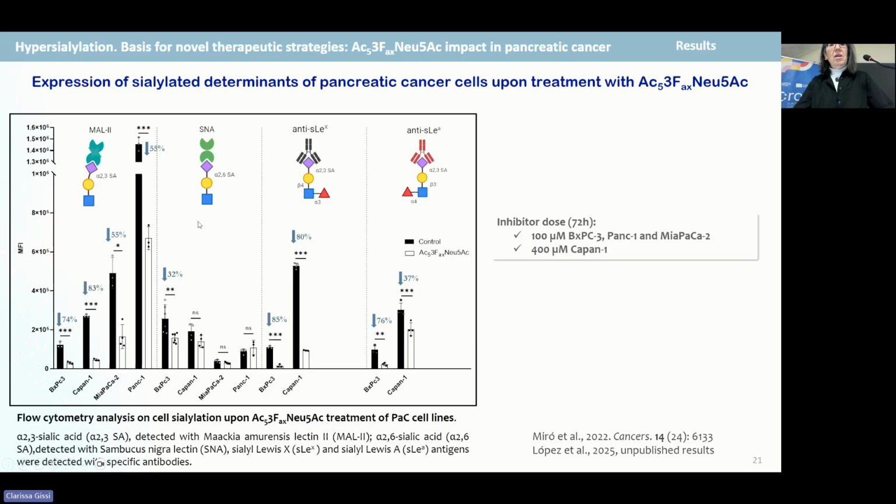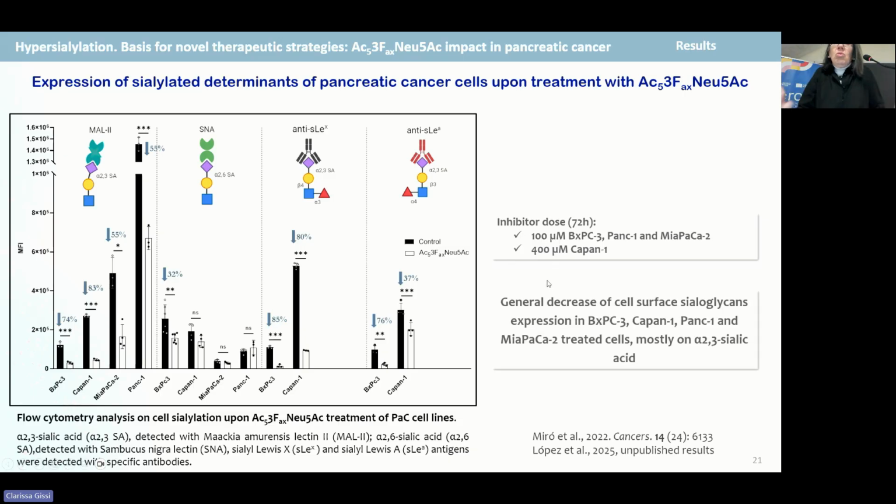When we look at the change in the expression of alpha-2,3 sialic acid, this is done by flow cytometry using lectins that are specific for some of these glycans. The decrease was not so significant in all of the cell lines. The significance was also very clear when we observed the decrease in Sialyl-Lewis X antigen, here you see, and also in Sialyl-Lewis A antigen. The doses are between 100 micromolar and 400 micromolar in the cells.